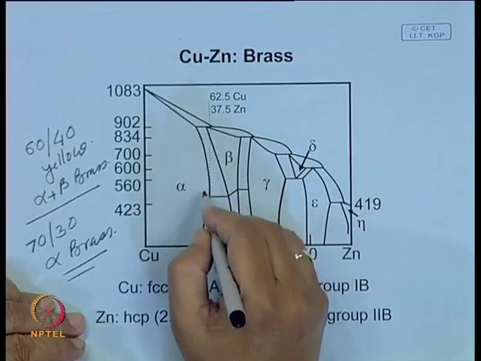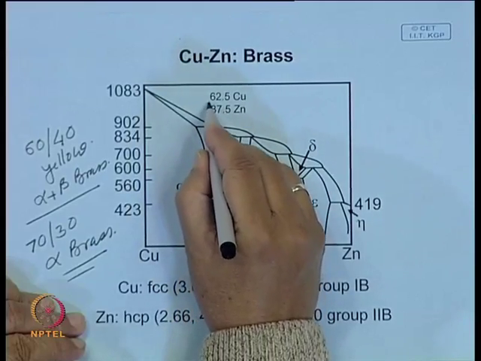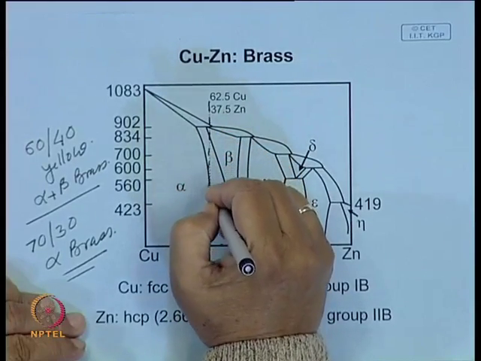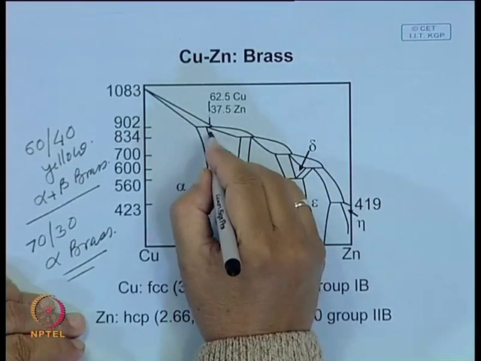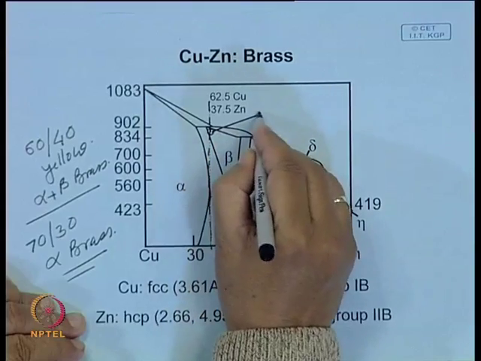And one interesting alloy which is here, which is shown by this line. This alloy, if you heat it, here it is single phase, here it is beta.